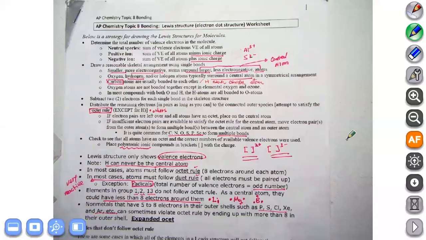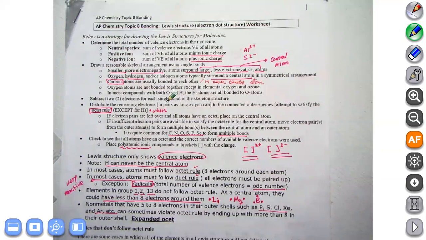The topic for today's lesson is Lewis structure and molecular geometry and everything that will go along with that. We're not going to finish today, but we will do a good starting position.